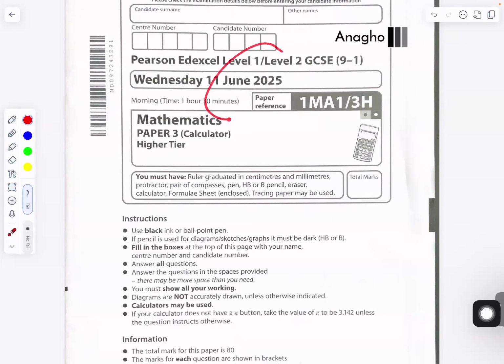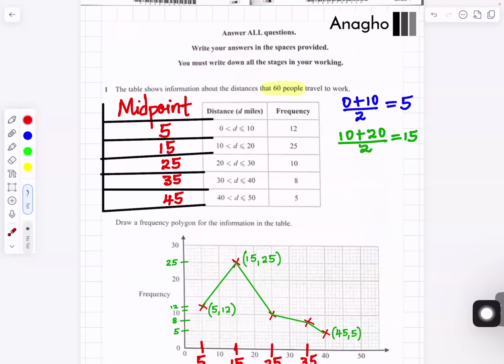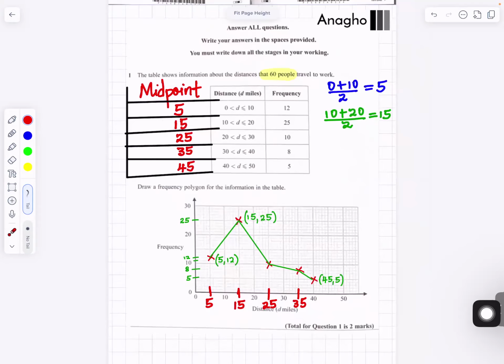2025 Mathematics Paper 3H, 2025 Paper 3. Question number 1. The table shows information about the distance that 60 people travel to work. Draw a frequency polygon for the information in the table.